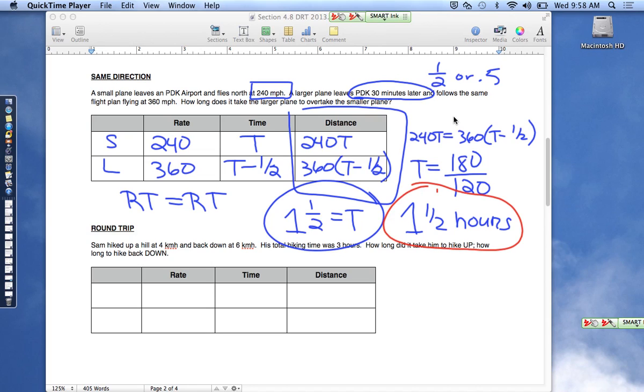When you look at your chart, you see that 1.5 hours represents the flying time for the small plane. So if the large plane is in the air the same amount of time as the small plane minus 1/2, 1.5 hours minus 1/2 gives you 1 hour. So it would take the larger plane 1 hour to catch up with the smaller plane. So when your variable is t, you have to then interpret that final answer into something that makes sense in the real world.